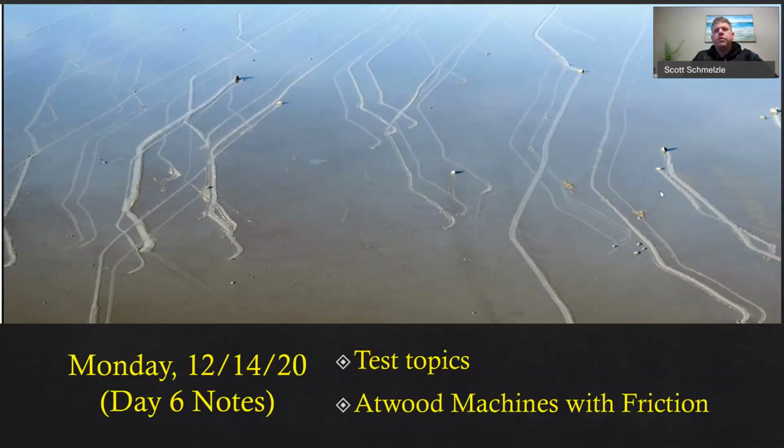Today, what we're going to do is I want to talk you through some test topics and then work a couple different problems of Atwood's machines with a single hanging mass over the side of the table for us.